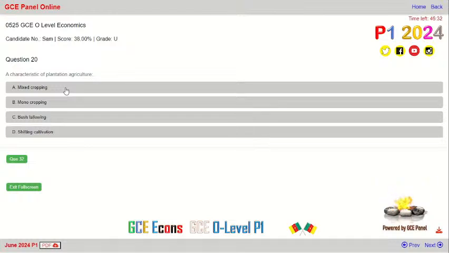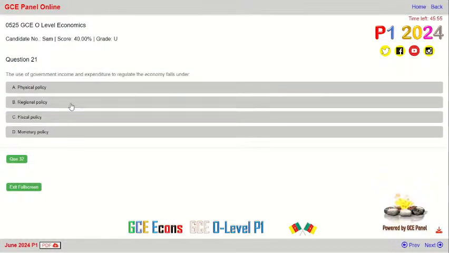Question 20. A characteristic of plantation agriculture. You know that with plantations, they plant just a single crop, right? So the best answer here is monocropping. They plant just a single crop in the plantation. When you talk about plantation, it does not mean that they plant just plantains there. Be careful, it does not mean they plant plantain. So plantations are about monocropping. The common characteristic is that they plant just a single type of crop.